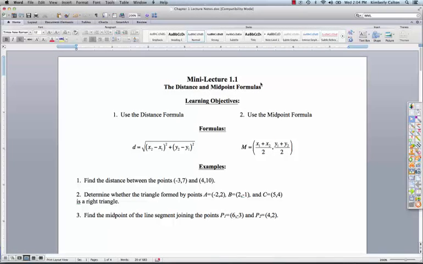This video is on the distance and midpoint formulas that are covered in section 1.1. So our learning objectives for today are to use the distance formula and the midpoint formula. Please note that I have the formulas listed below, the distance formula and the midpoint formula. We're going to work each of the examples below so you have an idea of how to use these formulas.